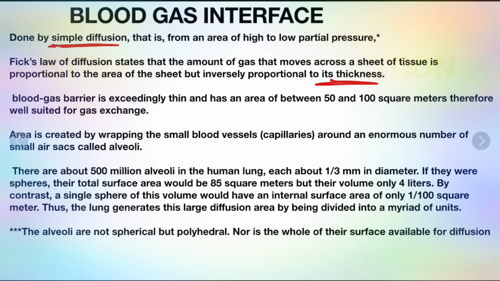The blood gas barrier is exceedingly thin and has an area of around 50 to 100 square meters. That is a huge area, therefore well suited for gas exchange. This area is created by wrapping small blood vessels, the capillaries, around an enormous number of small air sacs called alveoli. There are a lot of capillaries around the alveoli, and that's why this area is created for diffusion.